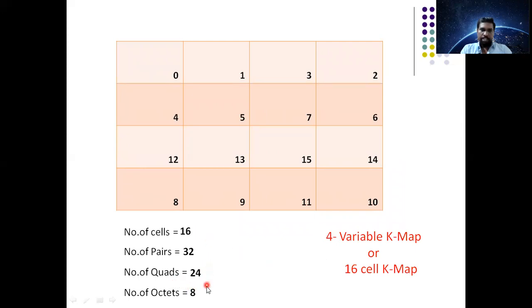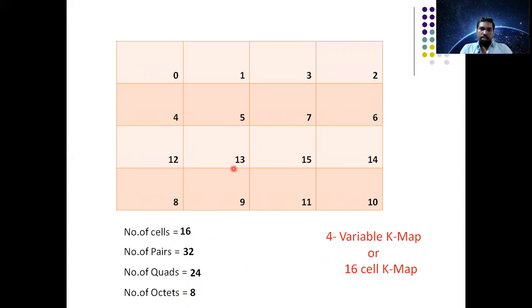So this is the information what we are showing here. Pairs 32 means 32 different types of pairs exist in this K-map. Octets 8 means 8 different types of octets can be formed by using this K-map. That is the information which is represented here.